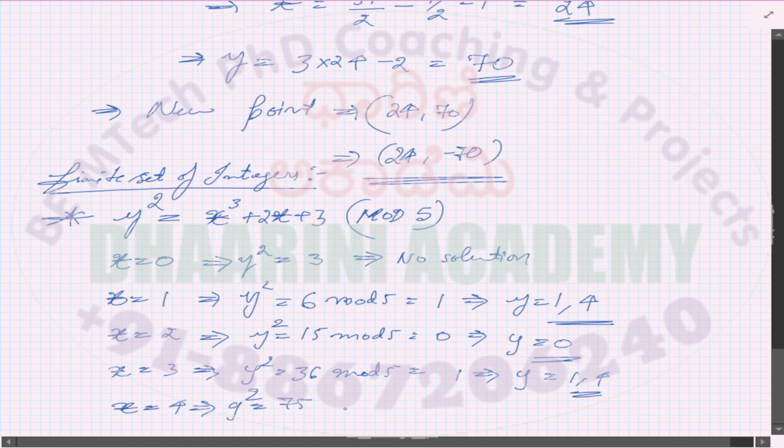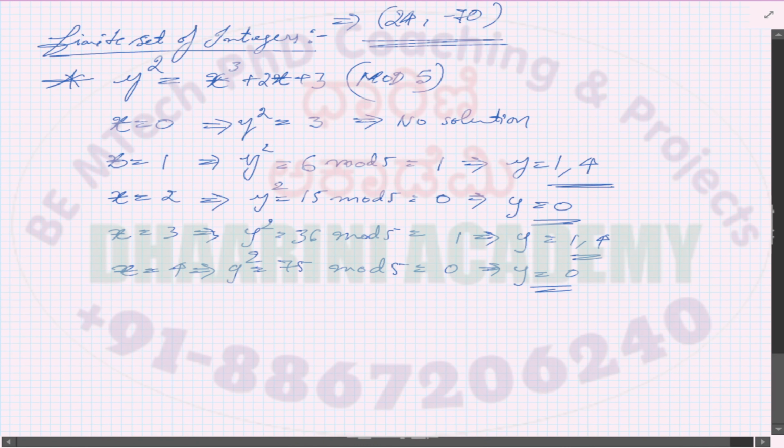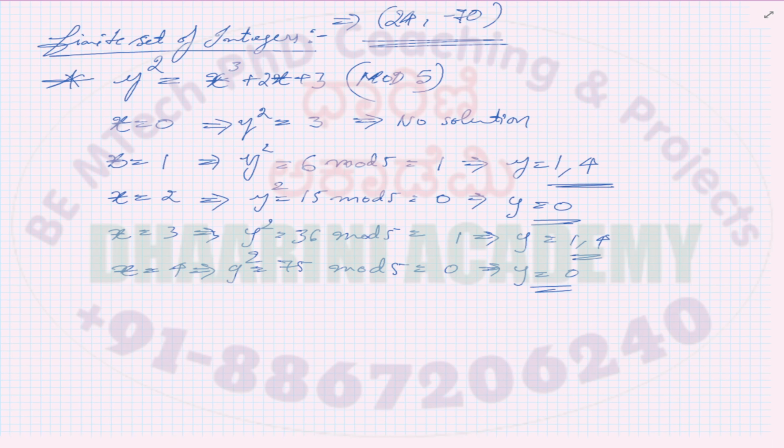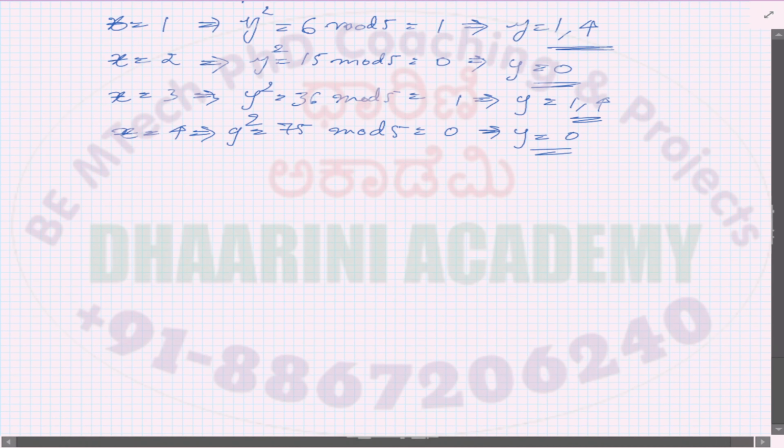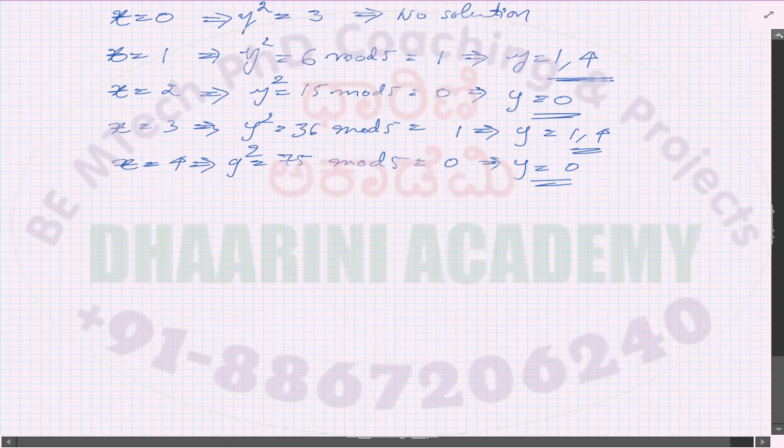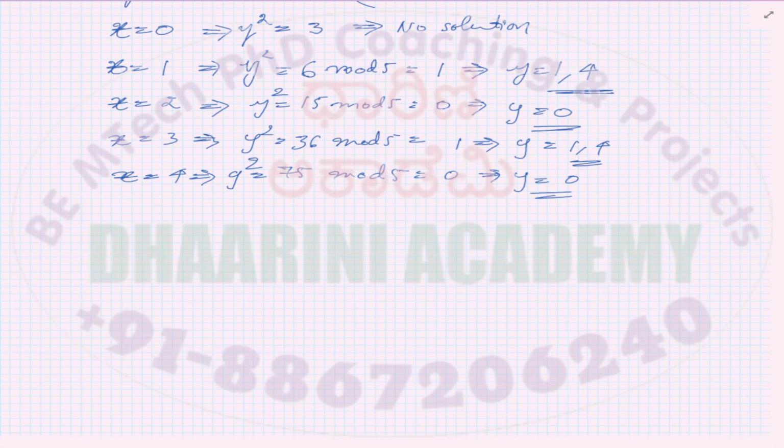This is 75. I have to take the mod 5. What is the answer? Mod 5 is 0, right? So this means y is equal to 0. So now you see, if you put the x value starting from 0, 1, 2, 3, 4, for it's a curve, correct? If you put those x values, I get the given y values, right?